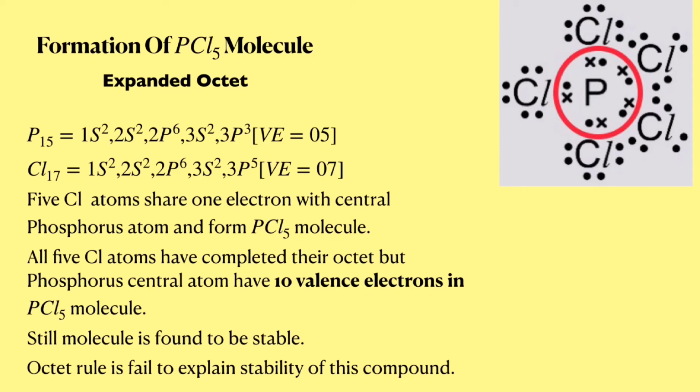Now here the 5 chlorine atoms share 1 electron each with the central phosphorus atom and form the PCl5 molecule. Now all 5 chlorine atoms have completed their octet, but the central phosphorus atom has 10 valence electrons in its molecule, which is shown by the red circle. Still, the molecule is found to be stable. Octet rule fails to explain the stability of the compound having more than 8 valence electrons in its valence shell.